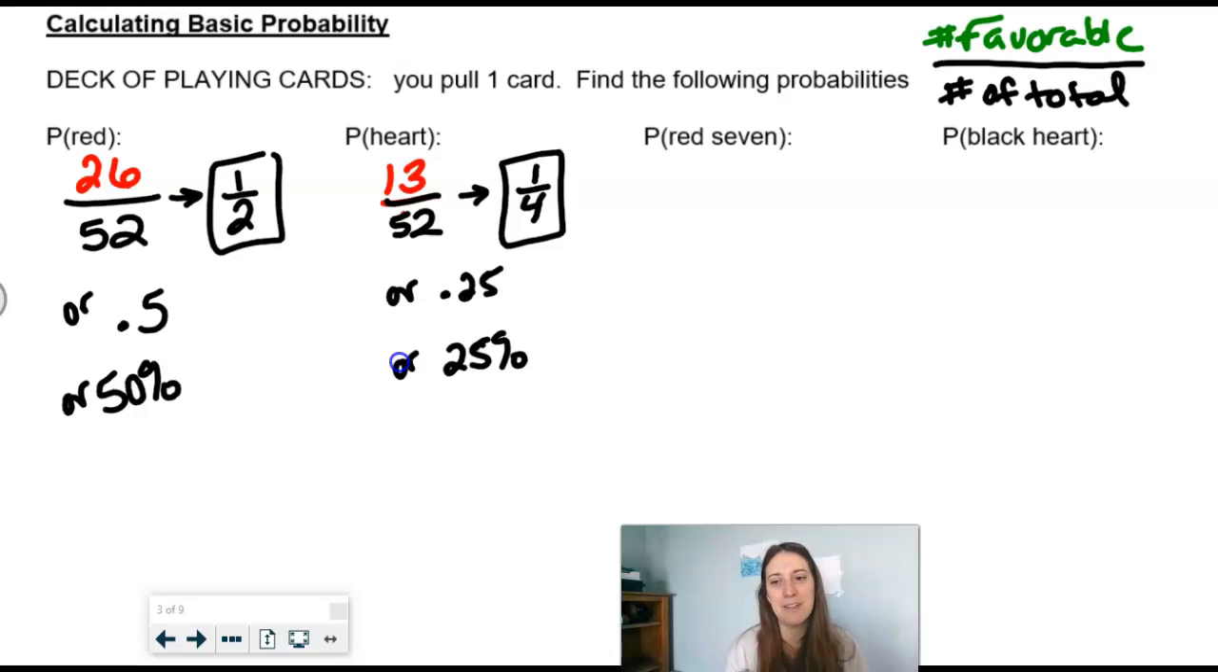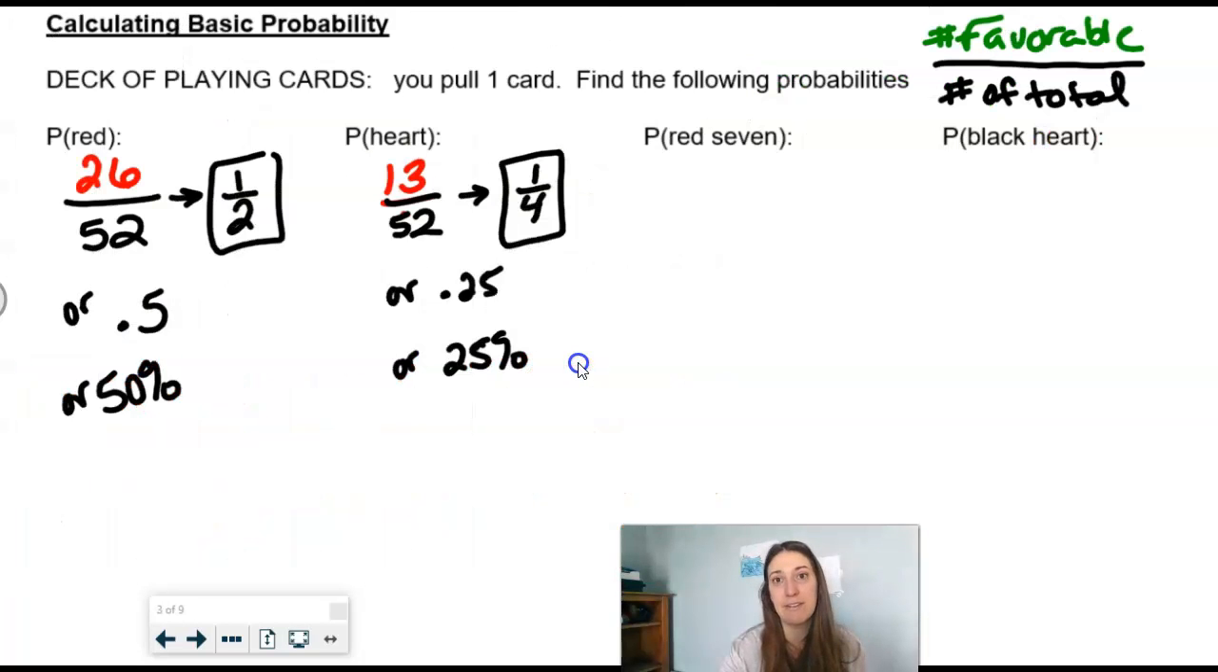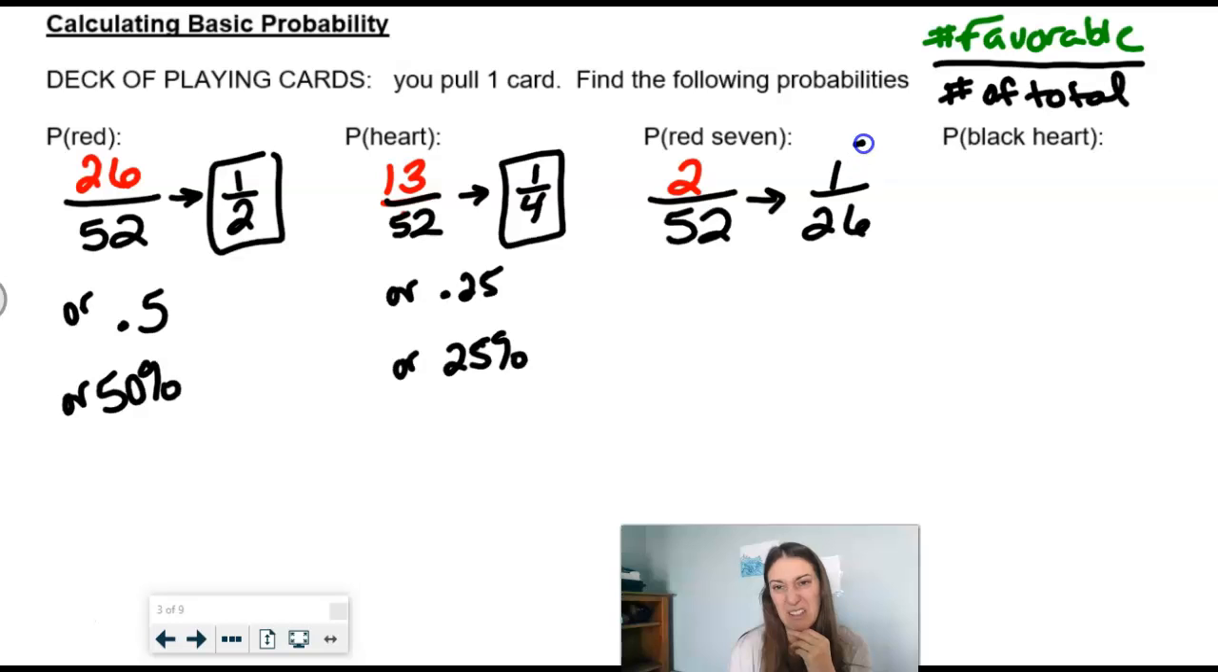All right, a red 7. Maybe we'll go back and look at the deck of cards real quick. There are 2 red 7s, the 7 of hearts and the 7 of diamonds. So how many winners were there? There are 2 out of the total 52. Entering that on our calculator, it reduces to 1/26. I don't know off the top of my head what that is as a decimal, so a fraction works for me, because you're my audience and you don't care, right?